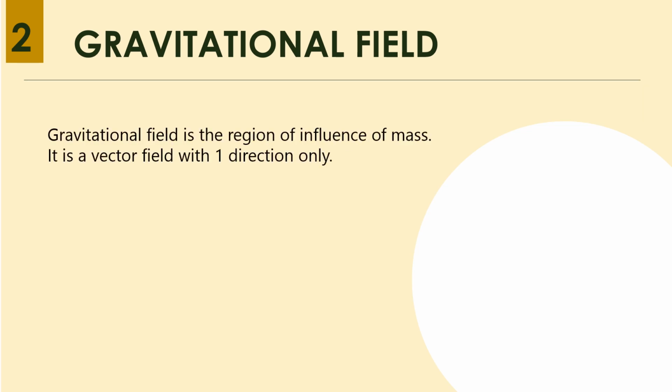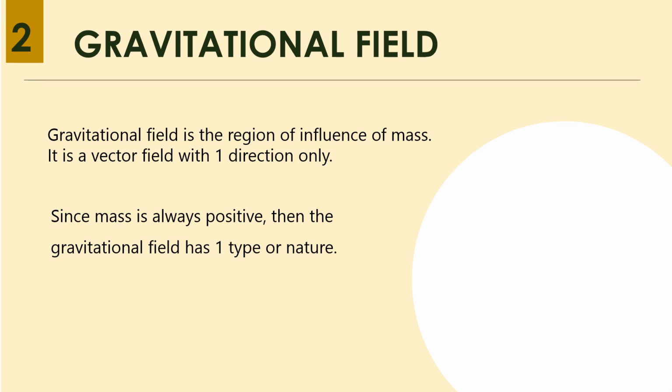The third example is gravitational field, which is the region of influence of a certain mass. Gravitational field is also a vector field, but it has one direction. And we're going to talk about this in more details right now. Since mass is always positive, then the gravitational field has one type or one nature.